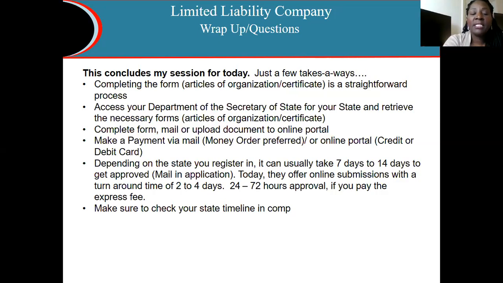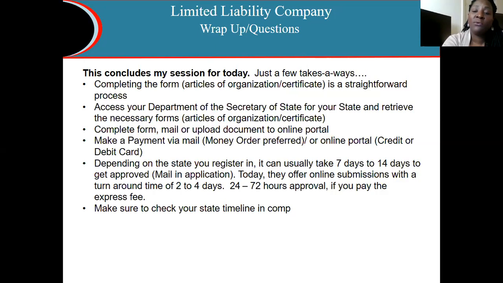Next, once you complete your form, you can mail it in or you can upload that document to the online portal. Again, you can make payments through money order, or you can also make payments through the online portal. The online portal takes credit or debit cards. Depending on the state you register in, it can usually take about 7 to 14 business days to get approved if you mail in your application or your registration paperwork.